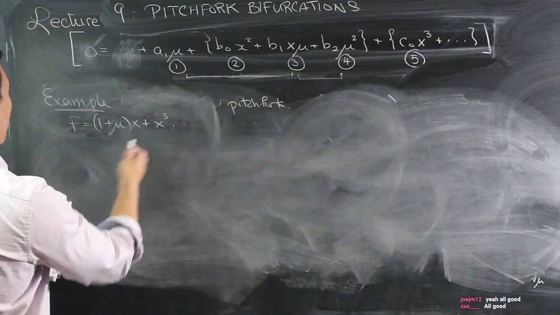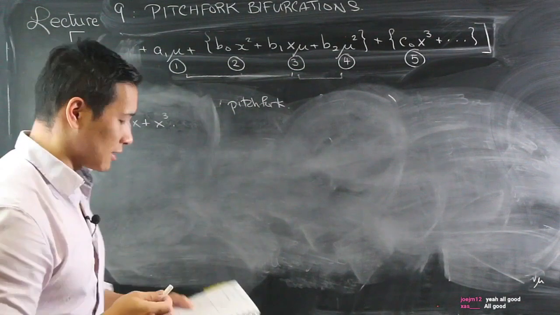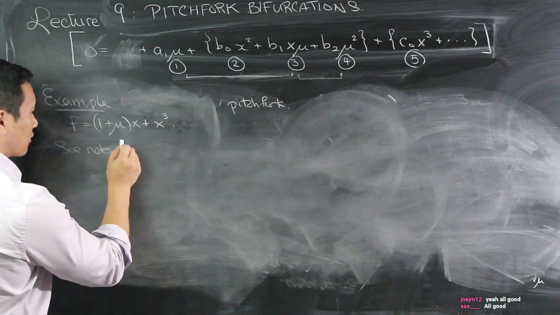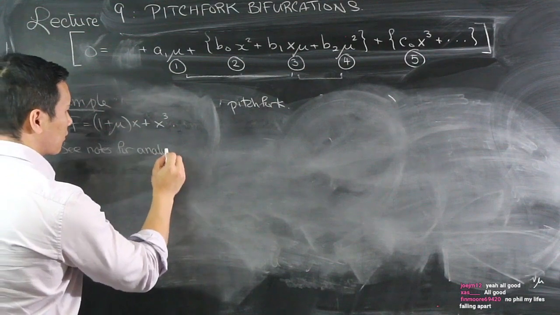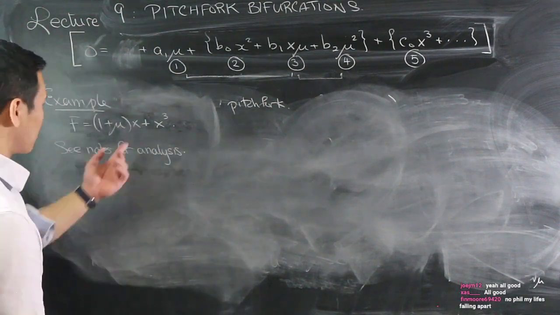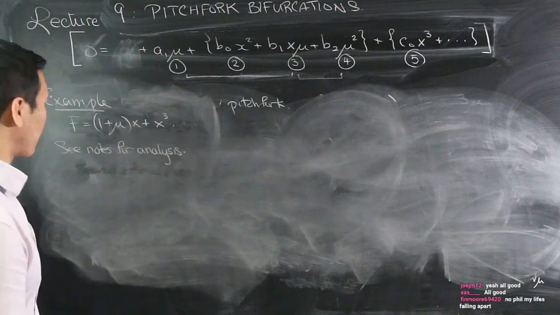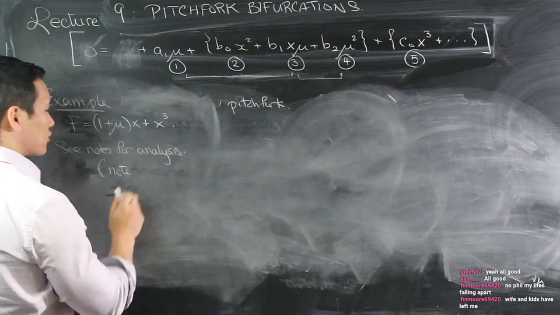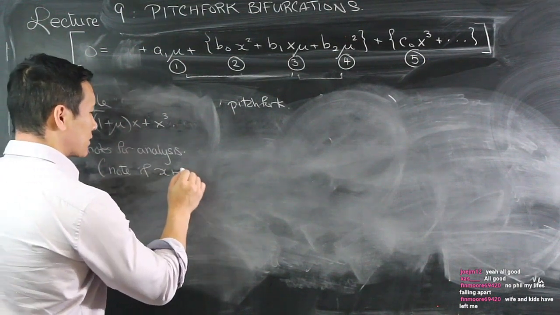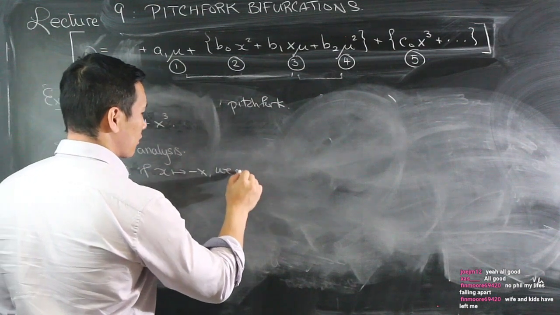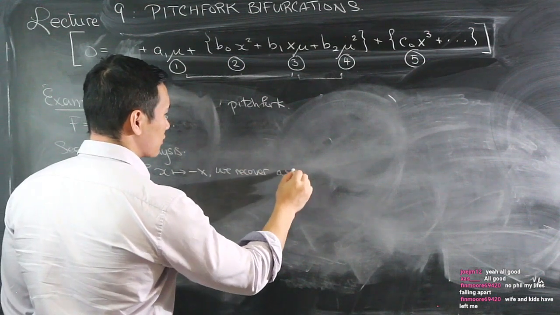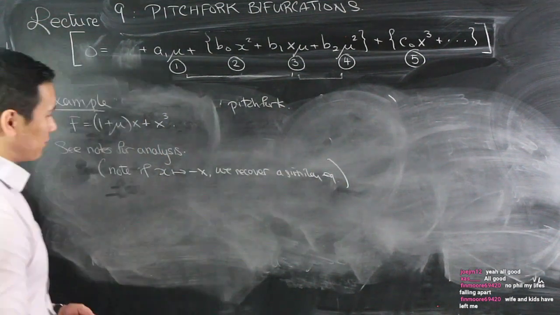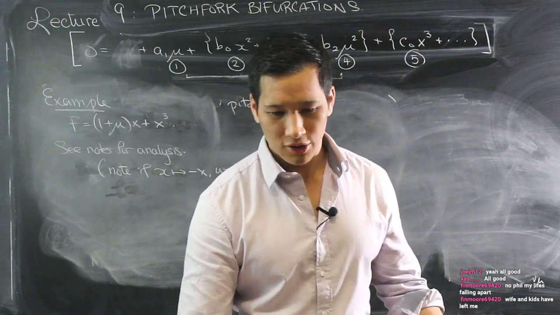Okay, so for the subcritical pitchfork, you have 1 plus mu times x plus x cubed, and you can just see the notes for the analysis. But note, it's not invariant, but it's asymmetric under a sign change. So note if x tends to minus x, we recover a similar equation, but the stability is slightly different. It'll be a little bit easier if I just do the simulation.